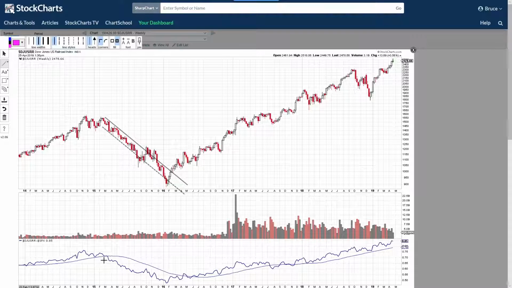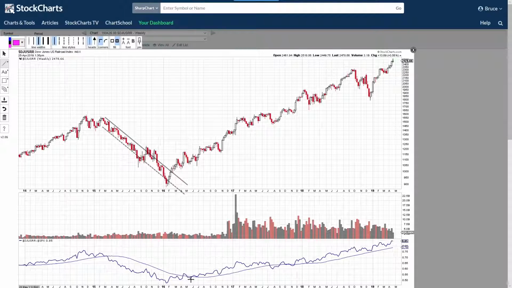You can see the relative strength here. The relative strength is very weak. This is an underperforming group in a relative strength downtrend, and then it turns up. And right about here is when it goes into its relative strength uptrend.